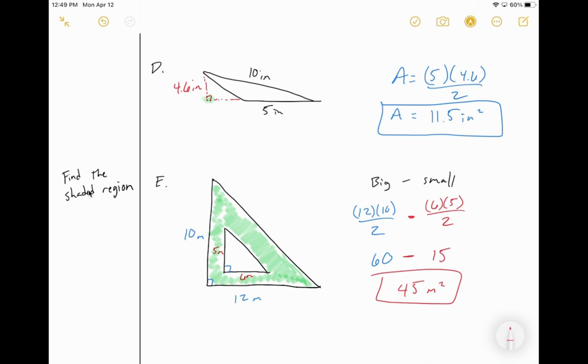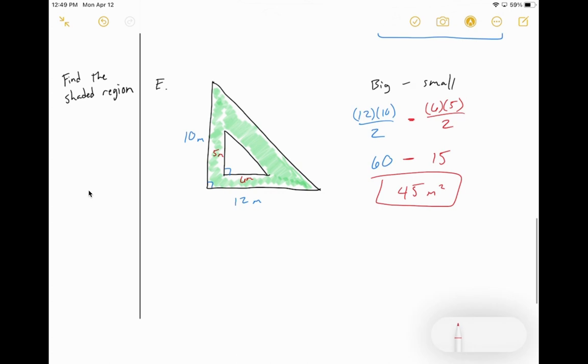Does that make sense? Yeah? Just cut out the part that you don't need, right? You're cutting it out. You're saying, okay, I have a big triangle, I can subtract away the small triangle, and I'm exactly where I need to be there. Let me give you guys one of those, and then we'll kind of move on here.